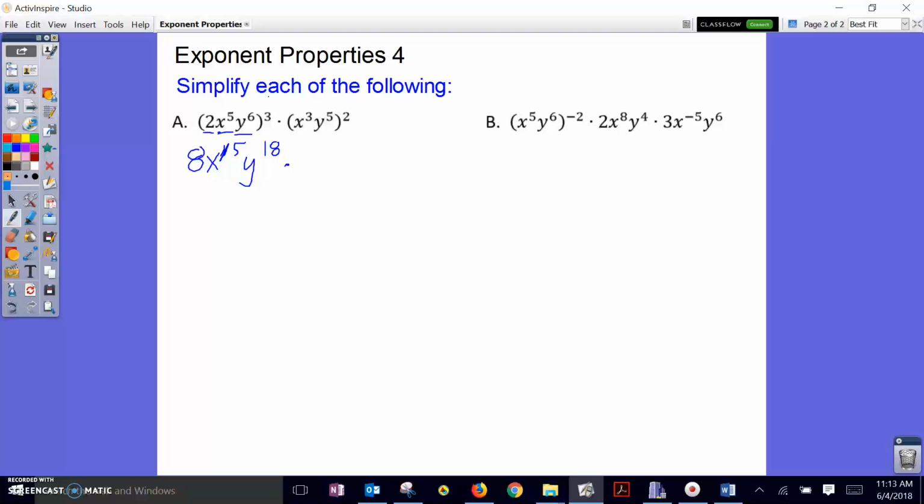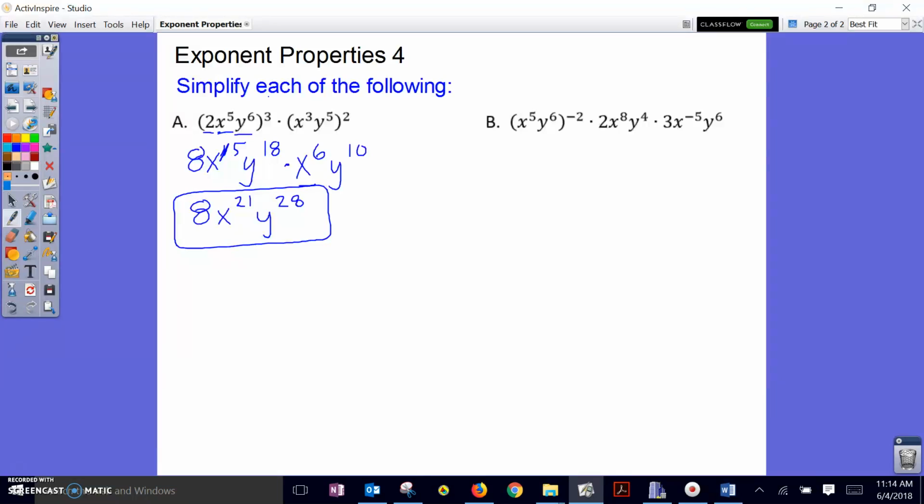Then I do the same thing with the second set of parentheses. I raise both things inside parentheses to the second power. X to the third to the second gives me x to the sixth. Y to the fifth to the second gives me y to the 10th. And now I can go ahead and use my multiplication property to combine my x's and y's. X to the 15th times x to the 6th, I add the exponents. Y to the 18th times y to the 10th, I add those exponents. And there's my simplified final answer.